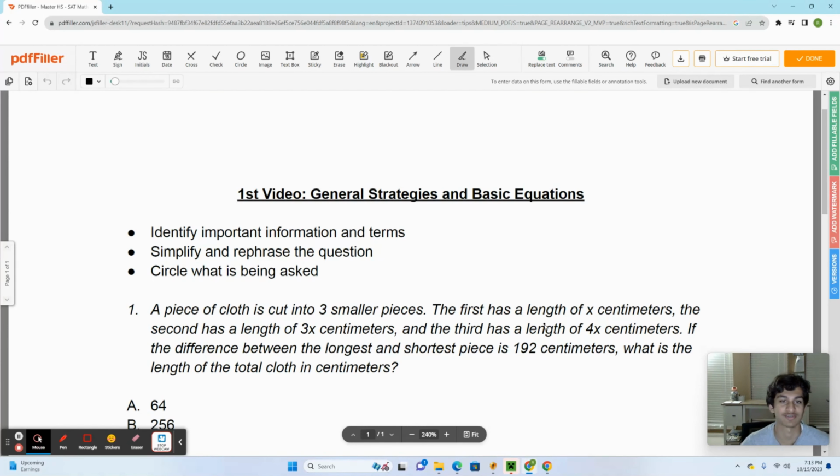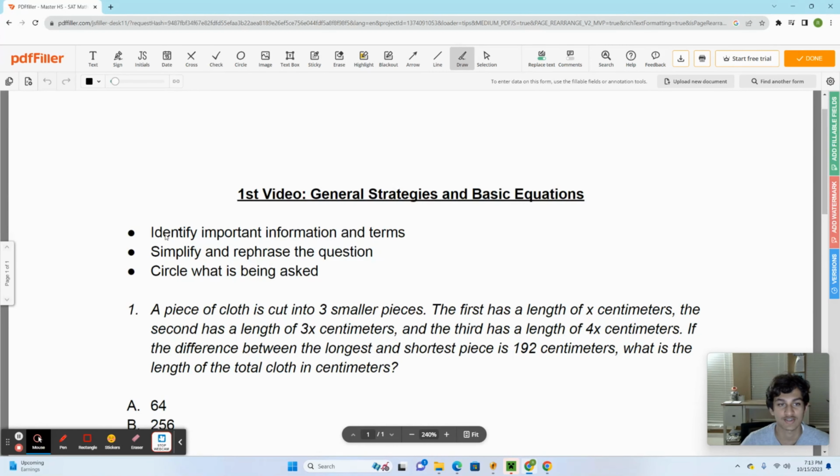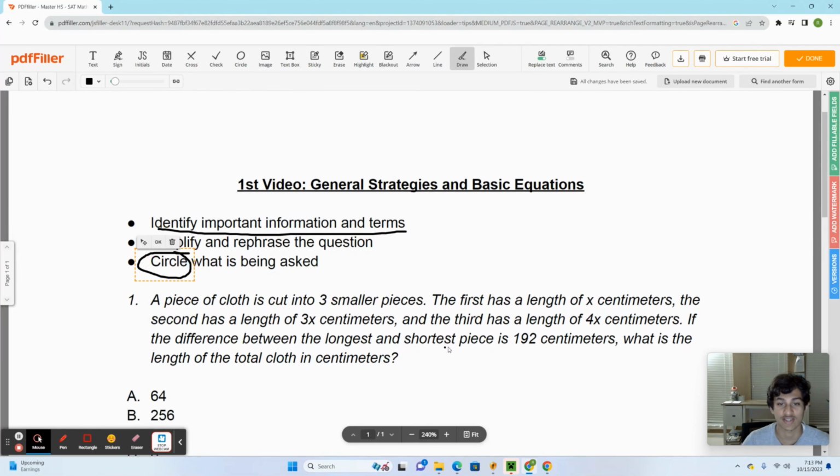Today we'll be going over math, specifically some general strategies and basic equations. So let's get started. The first strategy is to identify important information and terms, and I want you guys to underline this. Then simplify and rephrase the question, and then circle what is being asked. More times than not, people will miss a question simply because they don't read what the question is asking.